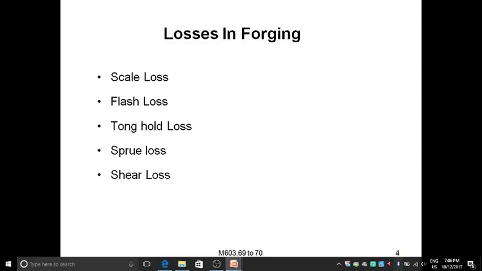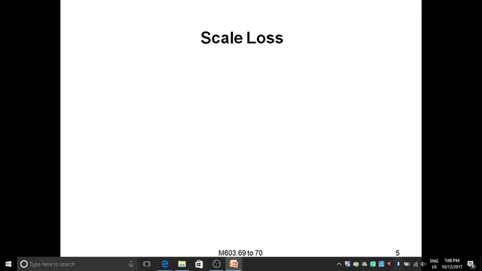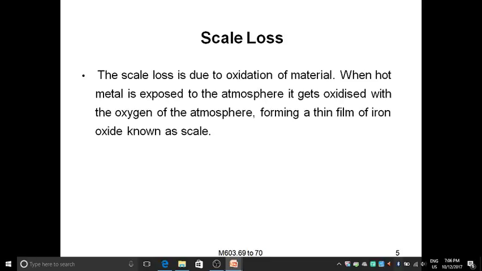Because we need all these losses, we are going to calculate them while calculating the cost of the forging. Let us start with the scale loss. Scale losses occur whenever you heat a material. In the red hot state, every material will be in an active state, meaning it is very prone to react with the oxygen in the atmosphere. When the material reacts with the oxygen, oxide will form.